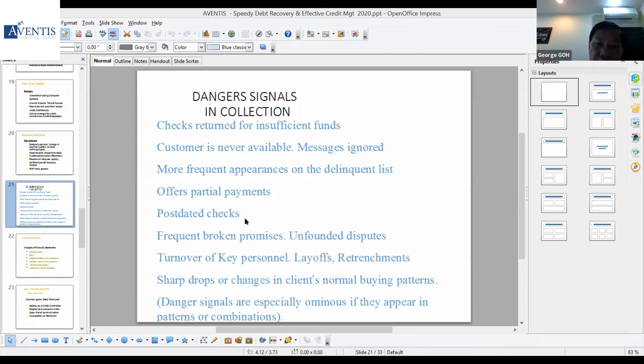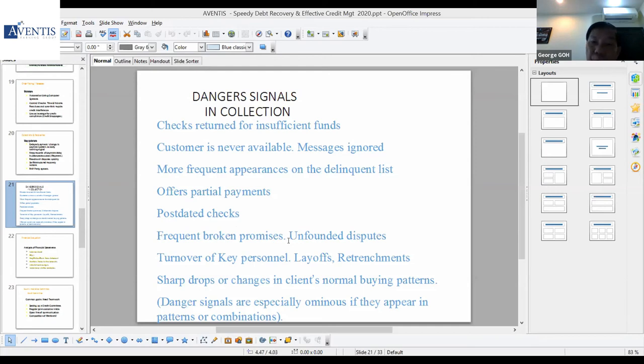Then of course, post-dated check. If the debtor offers you a PD check, we call it, of course, take it. But then find out what is happening. A post-dated check means I can't pay you now, but I post it another month later or another 2 weeks later, whatever it is. That is another signal of danger.